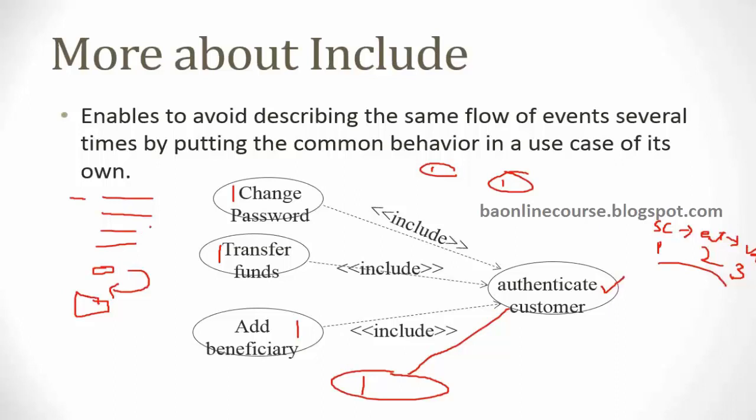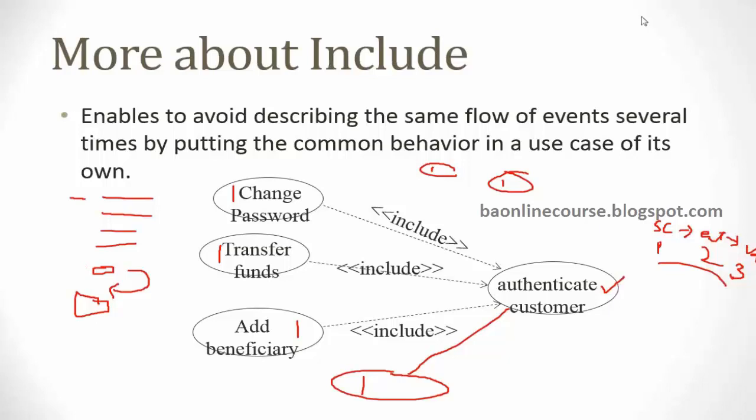So effectively, in your primary flow, you're removing these 3 steps and saying, refer to this authenticate customer use case for details about it. All right. So you have made your job a little easier. Every time you want to use this feature, you just have to refer to it in your use case.